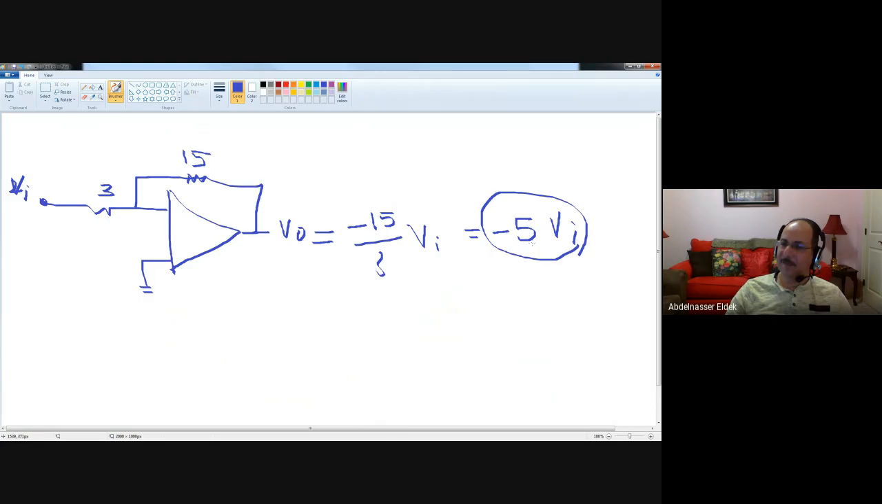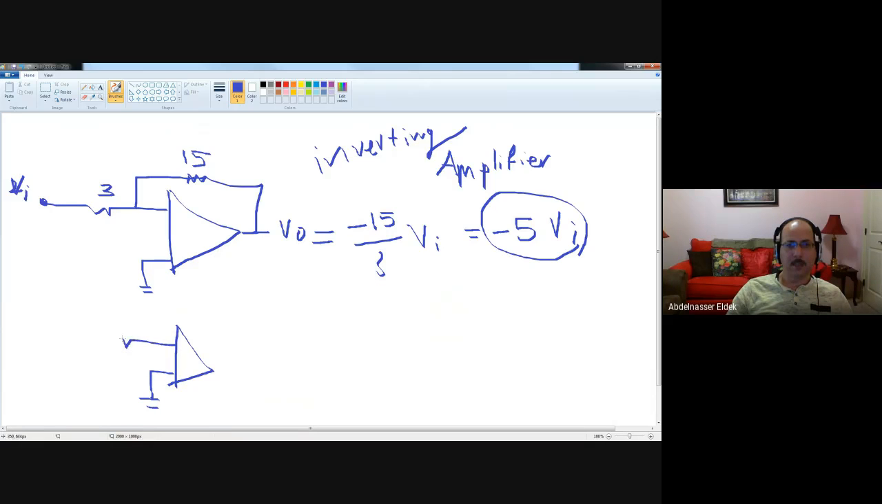So since it is negative 5 VI, it is an amplifier, because you multiplied by 5 times. Amplifier. And since it is negative, it is an inverting amplifier. Inverting amplifier.